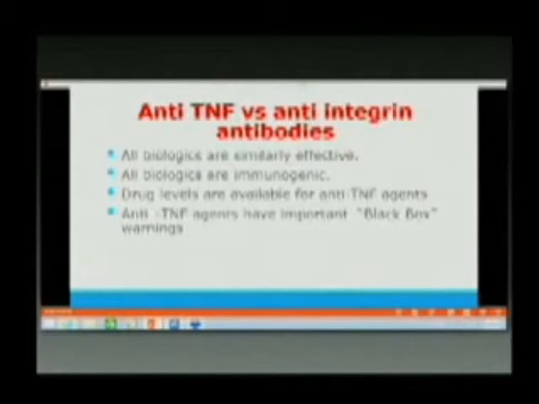So we're almost coming to the end of this lecture. We've already presented that there are two drug classes which we use in inflammatory bowel disease, your anti-TNF agents and your anti-integrin agents. Both are similarly effective. Both are immunogenic. One advantage of your TNF is you have drug levels available, something that's not available for your vedolizumab. Anti-TNF agents have important black box warnings.